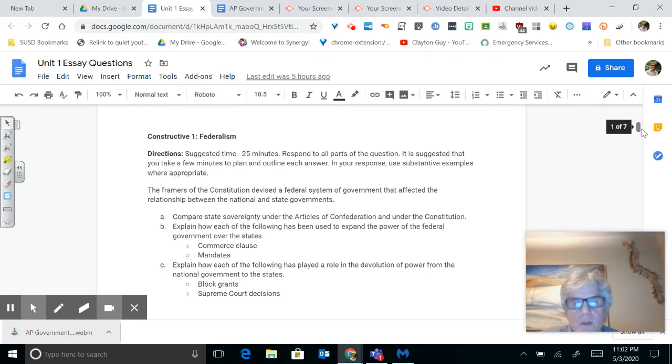Supreme Court decisions have also played a part in limiting the power of the national government, giving more power to the states. U.S. versus Lopez is a landmark Supreme Court case which said the Commerce Clause was being overused, an unconscionable use of it. Congress had passed the Gun-Free School Zones Act, a gun-free zone around schools, which had nothing to do with the Commerce Clause.